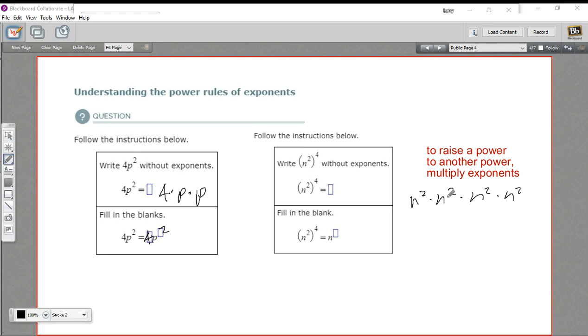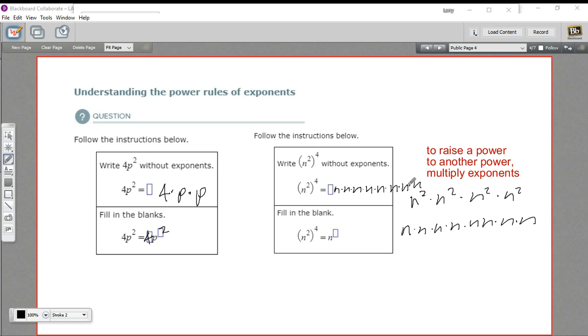But each one of these n squared is n multiplied by itself 2 times. So that would be n times n for this one, times n for this one, times n, times n. And we end up with 8 n's. And that is how to write that expression without exponents. n times n times n times n times n times n times n times n.